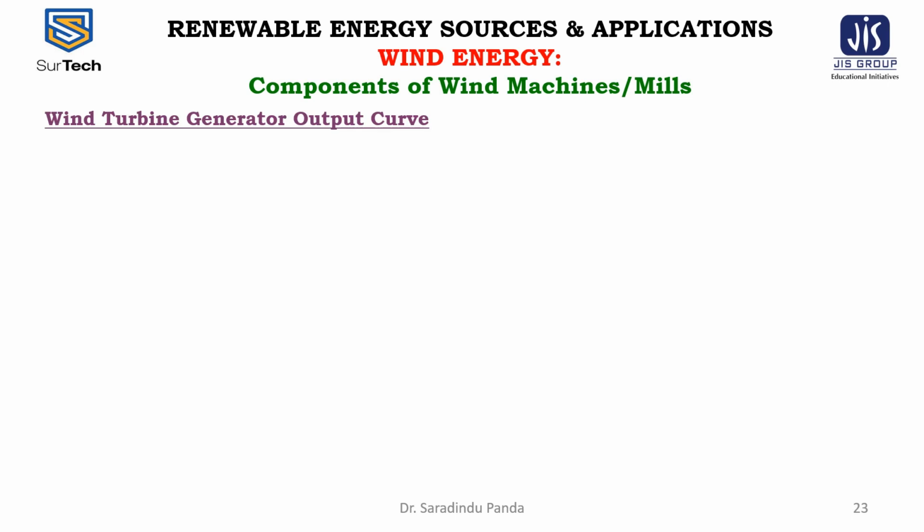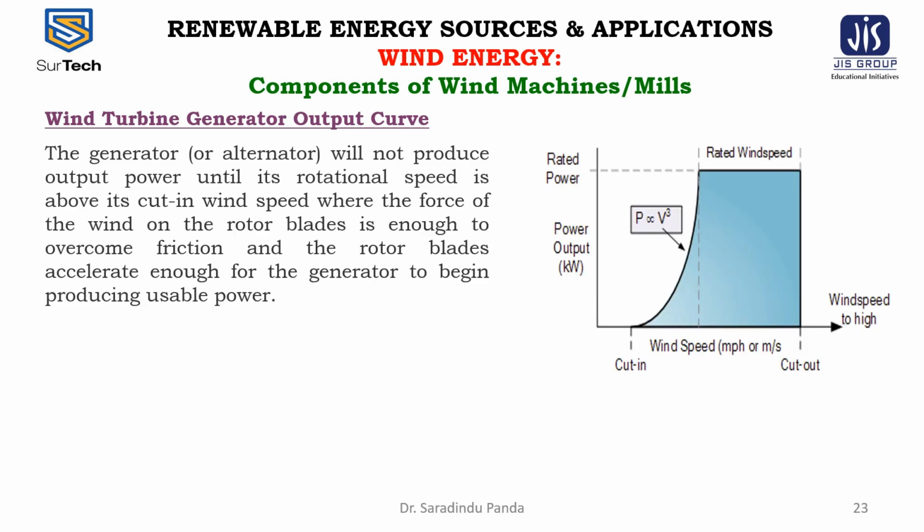The wind turbine generator output curve has very important properties of the generator. The generator will not produce output power until its rotational speed is above its cut-in wind speed. This is the cut-in wind speed, where the force of the wind on the rotor blades is enough to overcome the friction and the rotor blades accelerate enough for the generator to begin producing usable power.